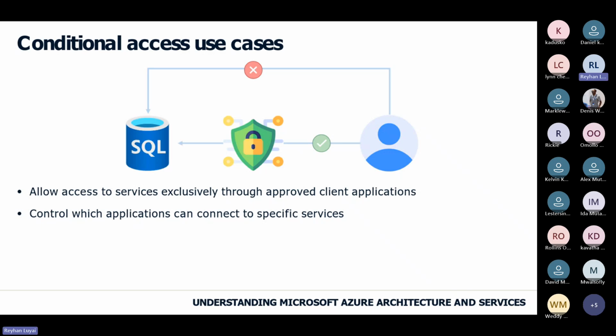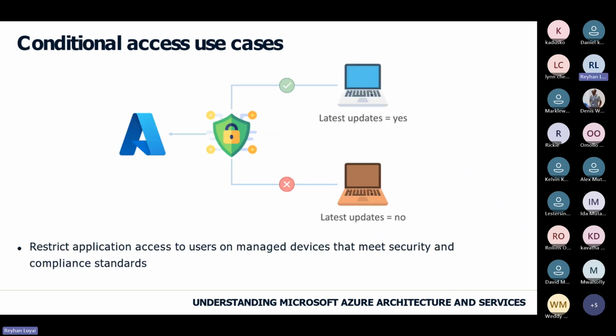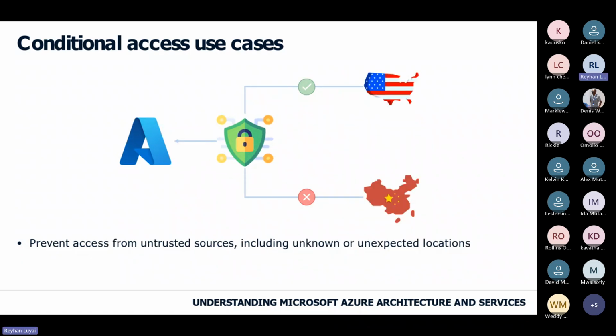Additionally, you can restrict application access to users on managed devices that meet security and compliance standards. This is to prevent potential malicious activity, and a computer lacking the latest security updates may be restricted from accessing company resources. Lastly, you can prevent access from untrusted sources, including unknown or unexpected locations.